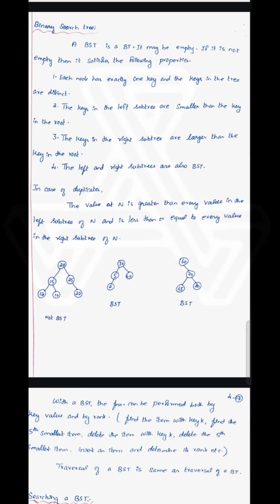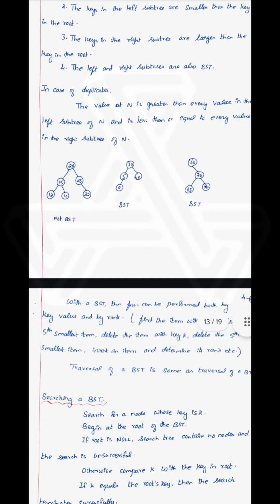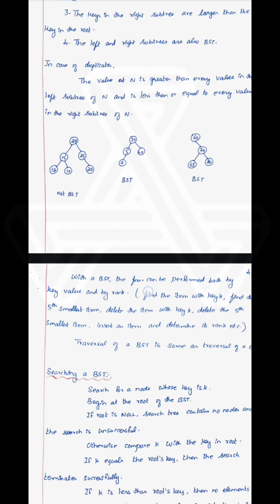In case of duplicates, the value at n is greater than every value in the left subtree of n and less than or equal to every value in the right subtree of n.